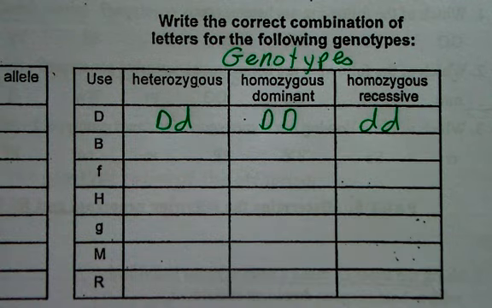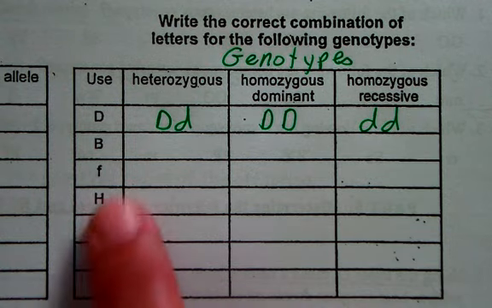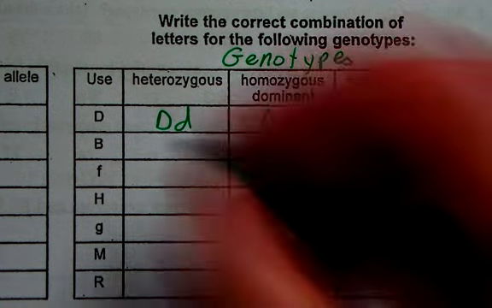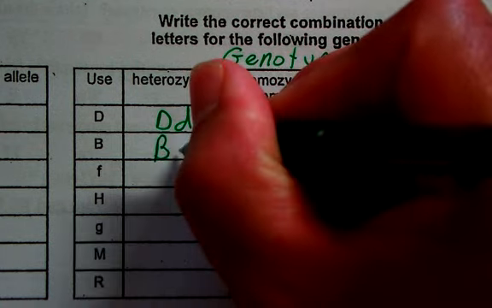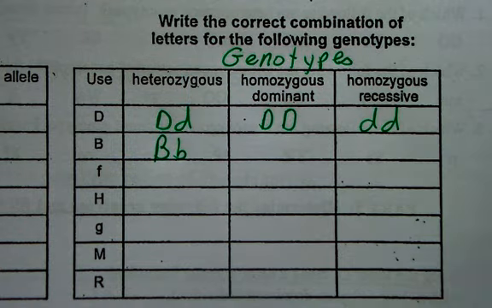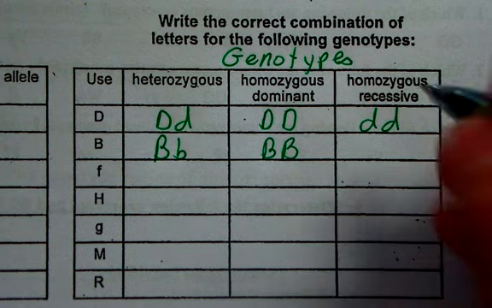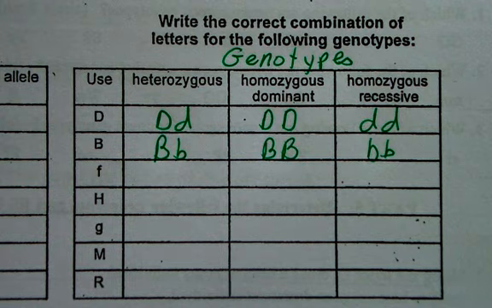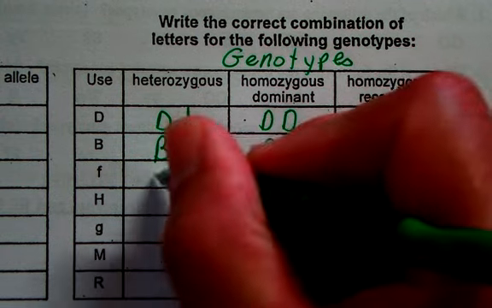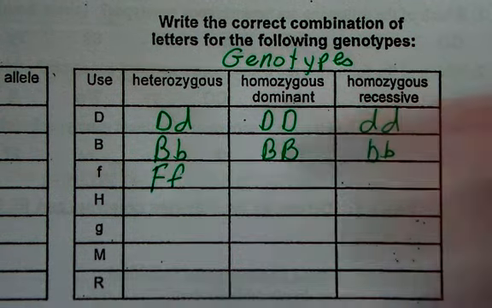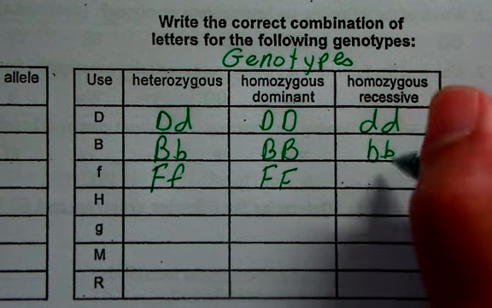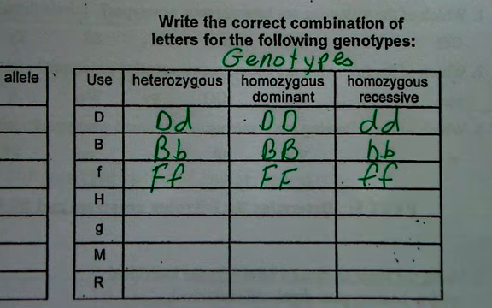All right, so then I'm just going to go through this and, using these letters, do the three types of genotypes. For instance, for B's, the heterozygous form looks like that. The homozygous dominant form looks like that. And the homozygous recessive looks like that. And then F's, the heterozygous looks like this. And then the dominant looks like that, and the homozygous recessive, two lowercase.